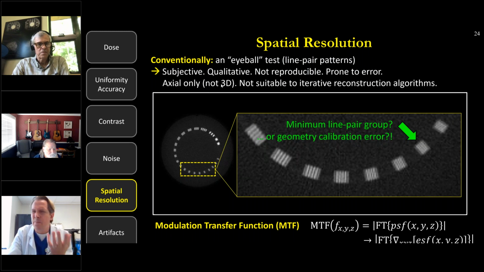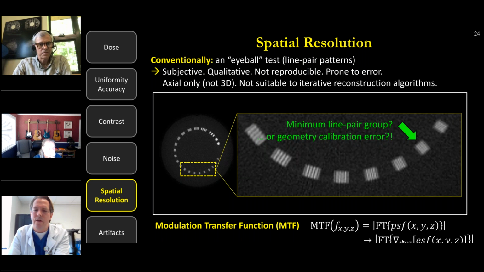By the way, this approach only gives you a view of the spatial resolution in the axial plane, so it's not particularly well suited to characterizing the 3D spatial resolution. Also, it's not suitable to iterative reconstruction methods or nonlinear reconstruction methods, which are increasingly common, simply because these tend to be pretty high contrast, fairly easily tricked by a nonlinear iterative reconstruction method.